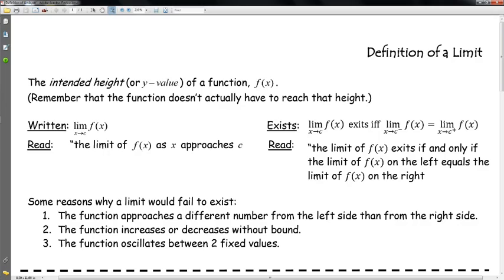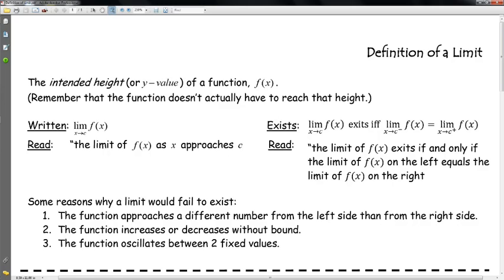And the way that we read that is the limit of f of x as x is approaching some value of c. So c is actually going to be a number. It is an x coordinate. So what we're really looking at is, if I give you an x coordinate, what is the y coordinate? That's just, bottom line, what we're talking about.